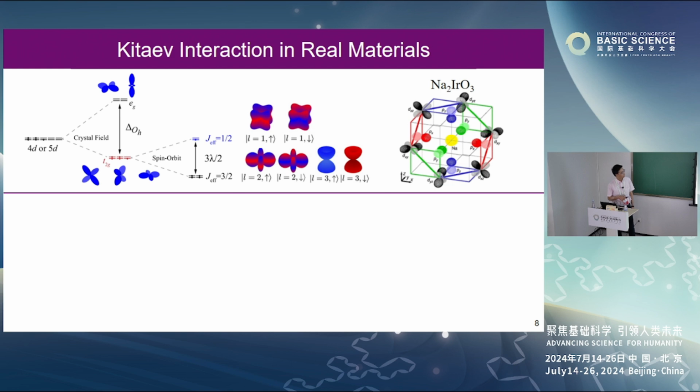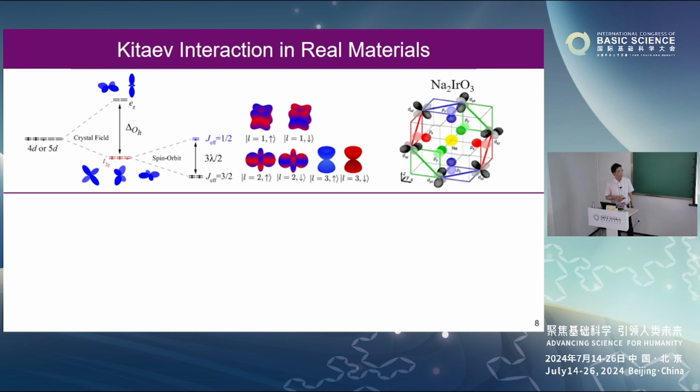And then this spin 1/2 is actually an entanglement of the orbital and spin degrees of freedom. And here, the orbital is a d orbital. We know that the d orbital is very anisotropic in space. So due to the anisotropy of this d orbital, you may be able to realize this kind of Kitaev interaction, bond-dependent Kitaev interaction represented by different colors, as well as Kitaev quantum spin liquid.